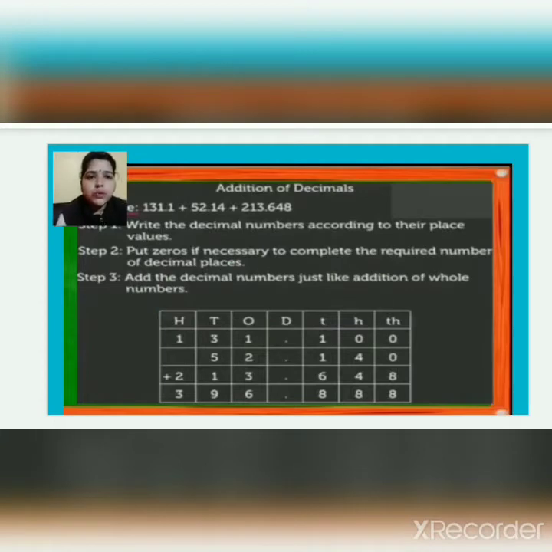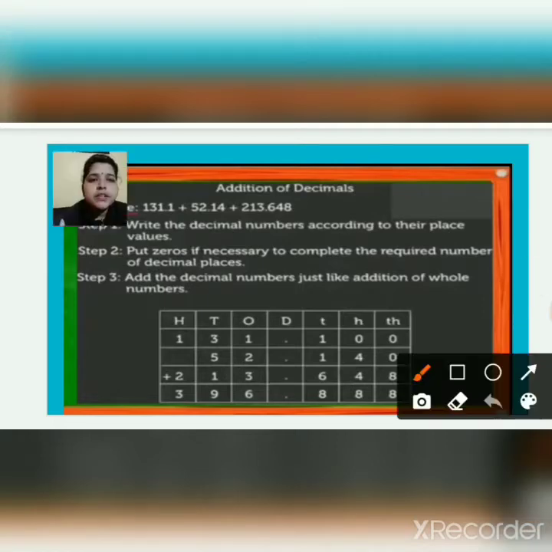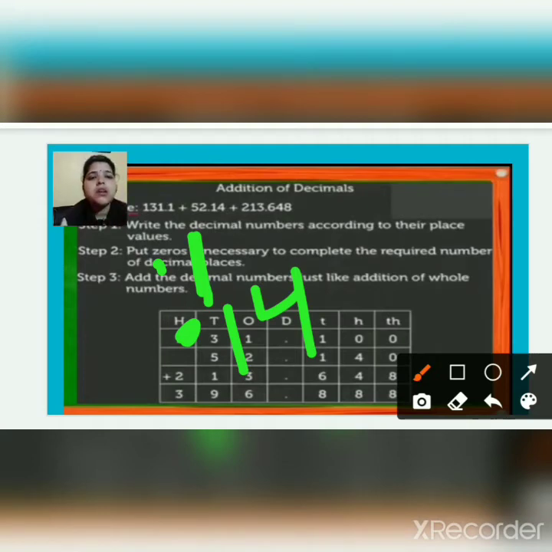So now step 2 is put 0 if necessary to complete the required number of decimal places. You can observe here, 131.1 has only one place after the decimal, but the next number, 52.14, has two digits after the decimal, and the next number has three digits. So what to do? You have to make the number of digits after the decimal point equal. The maximum number of places after the decimal point is 3.